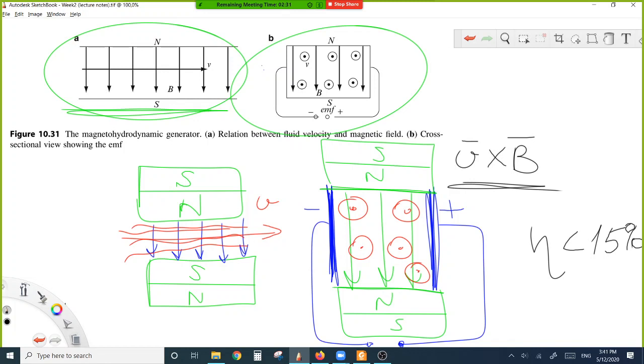This is a type of generator with magnets and fluid flowing inside this magnetic channel.